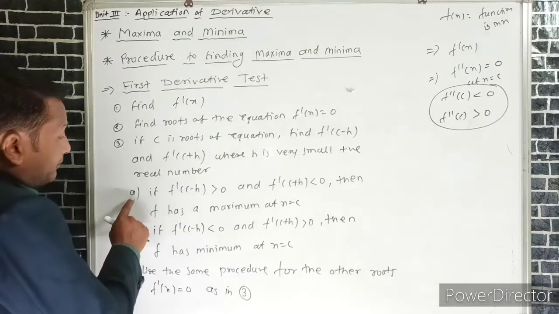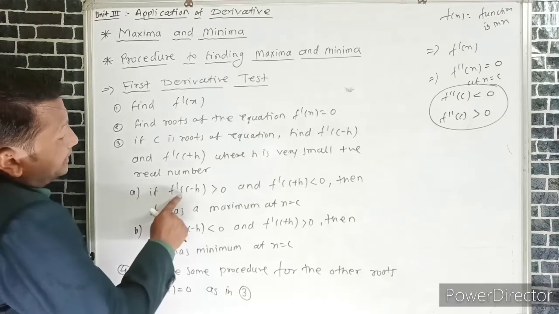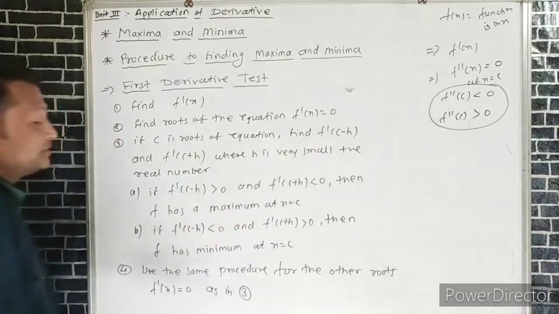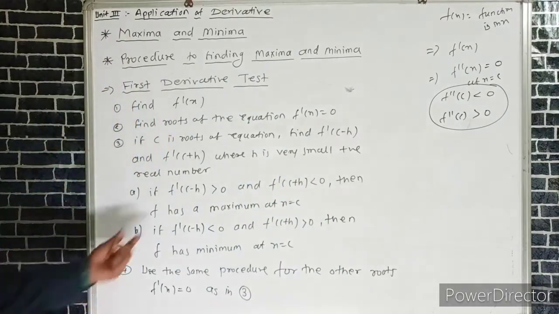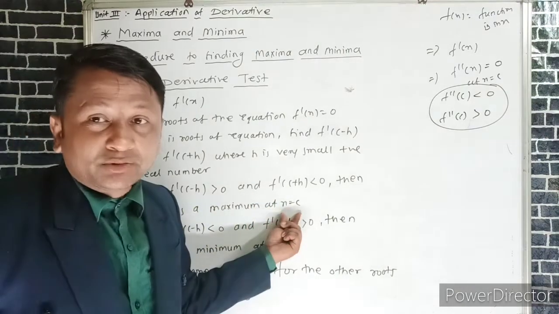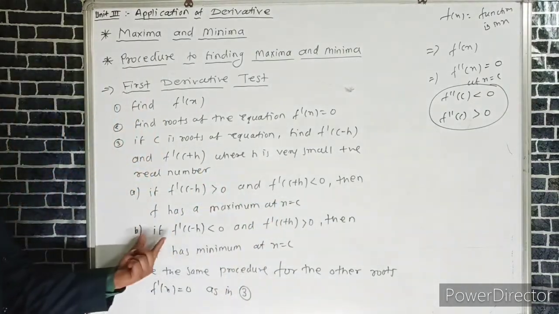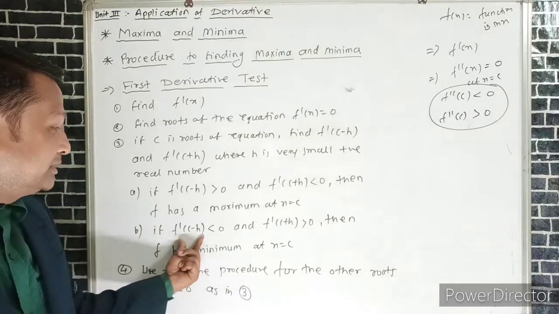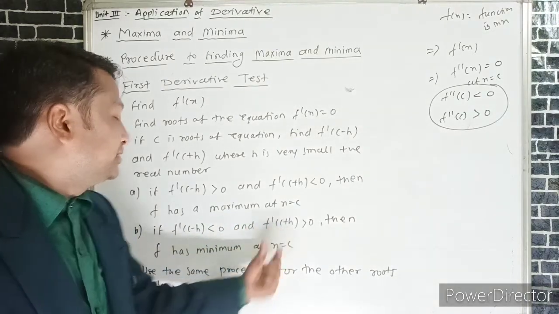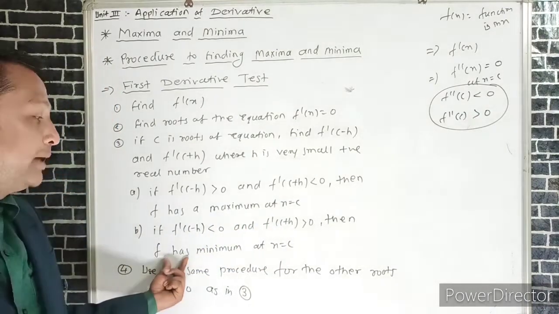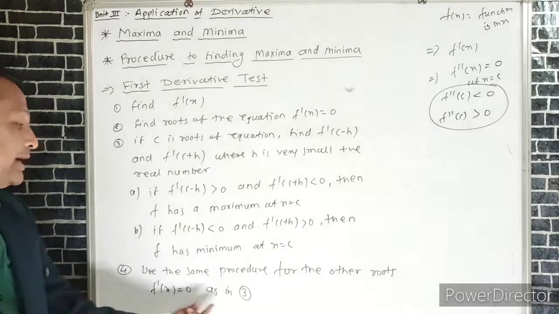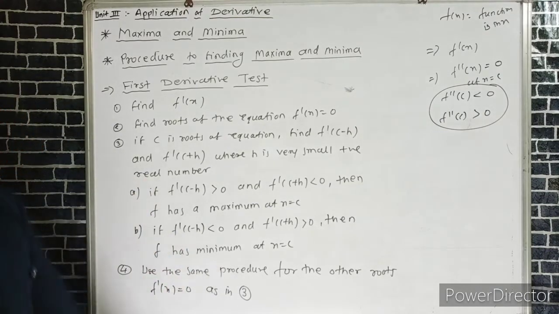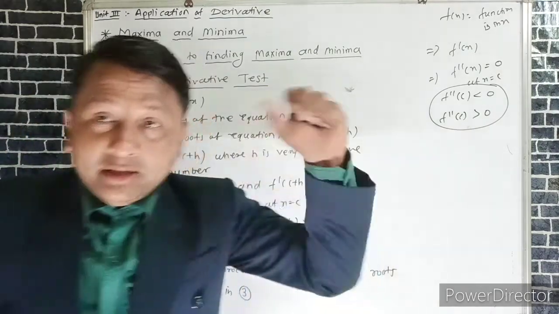If f dash of c minus h is greater than 0 and f dash of c plus h is less than 0, then f has a maximum at x equals c. If f dash of c minus h is less than 0 and f dash of c plus h is greater than 0, then f has a minimum at x equals c. By using the same procedure for the other roots of f dash of x equals 0, we can find the maxima and minima of the given functions.